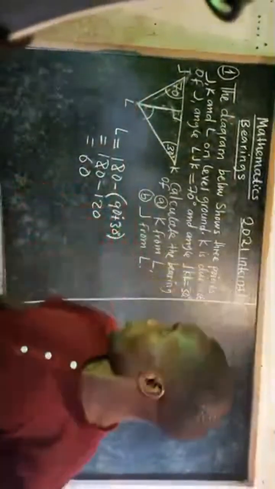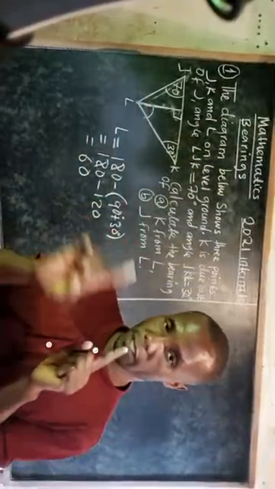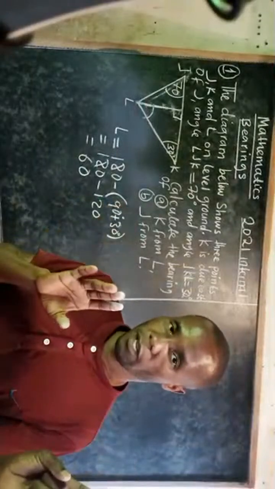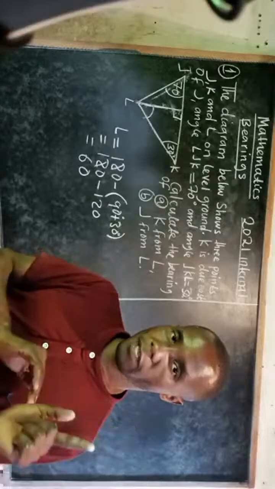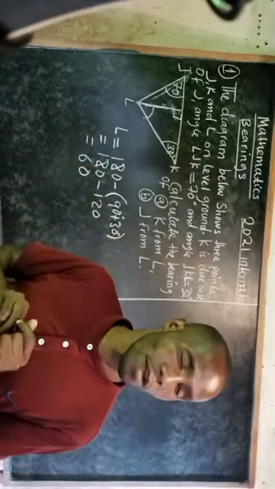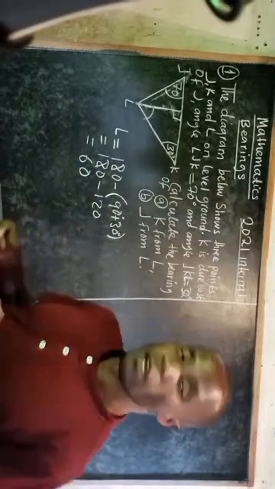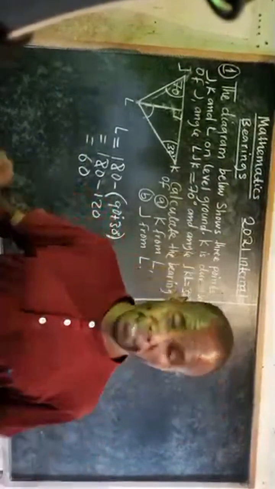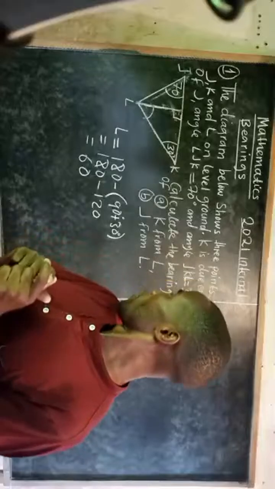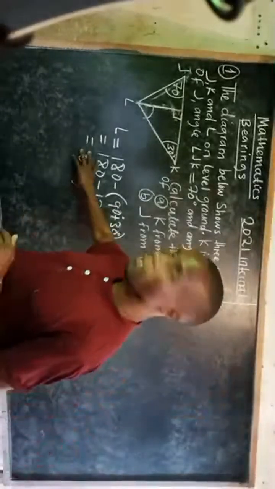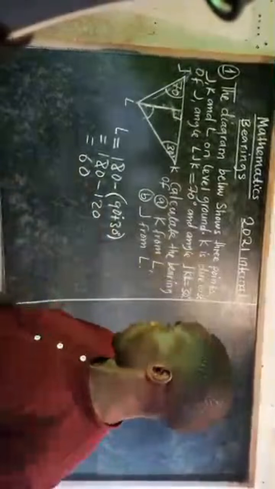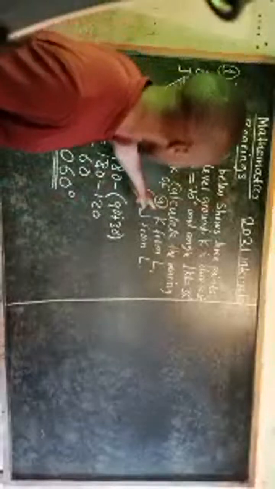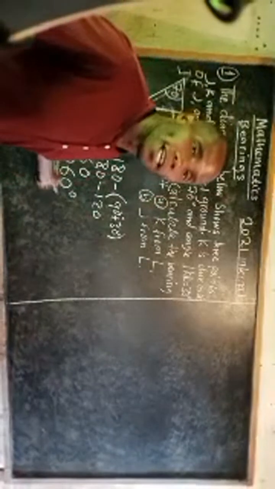Now remember, when we are calculating for bearing, that's the distinction, the difference that I was talking about: the difference between an angle and the bearing, which is the three-figure bearing. The three-figure bearing is always in three digits, okay? So we can't just write 60. We need to start with 0, then 60. That is now the bearing, okay? So the bearing of K from L is 060 degrees.